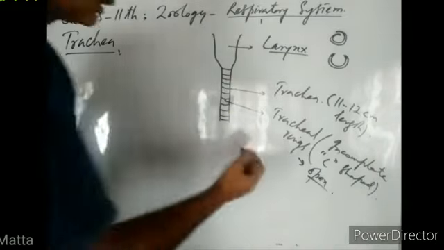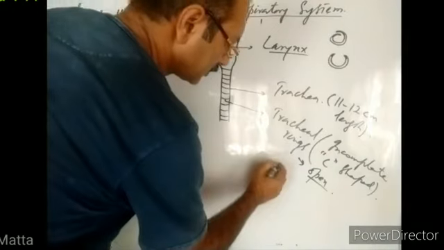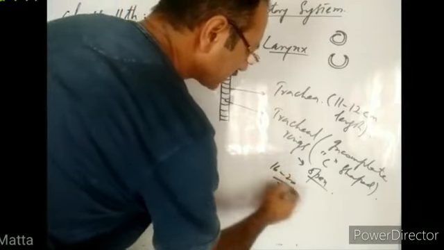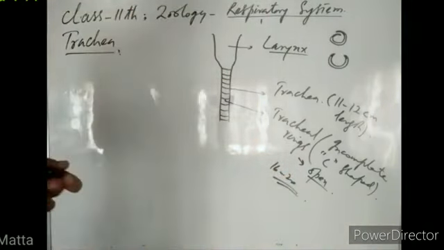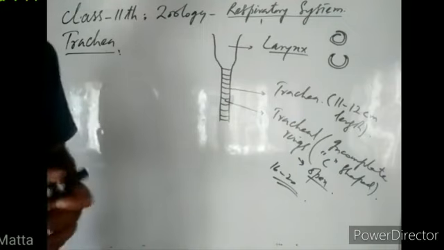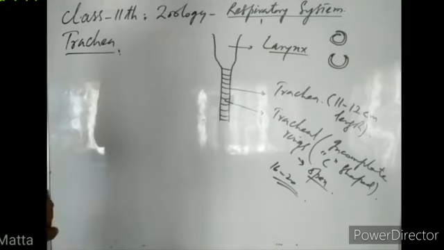There may be some 16 to 20 such tracheal rings in the trachea.